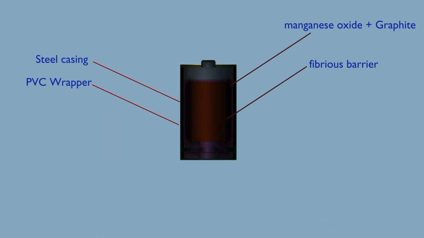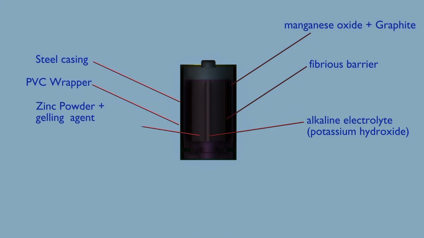On the other side of the battery we have the anode, made from zinc powder mixed with a gelling agent that keeps the zinc evenly distributed. The zinc is in powder form to increase surface area, which improves electron flow and reduces internal resistance.